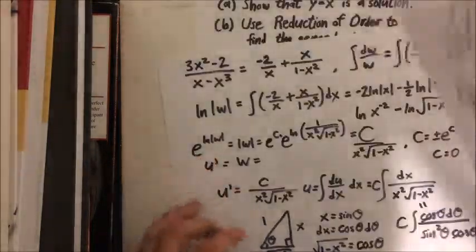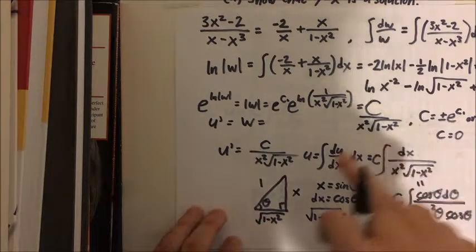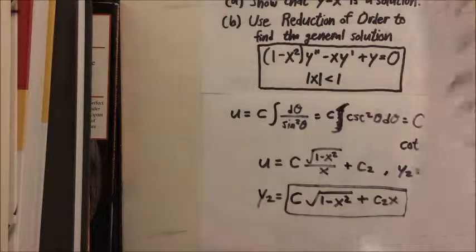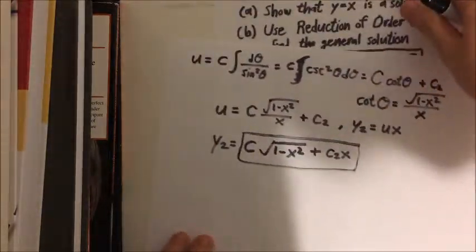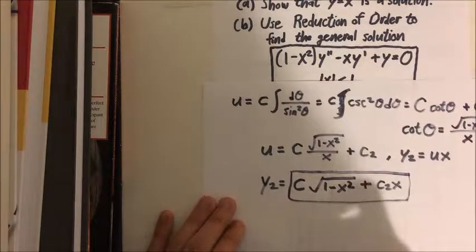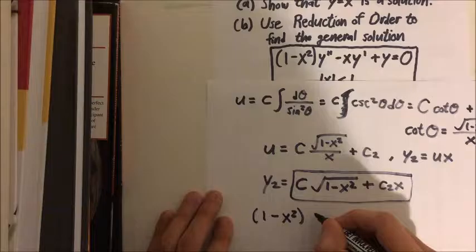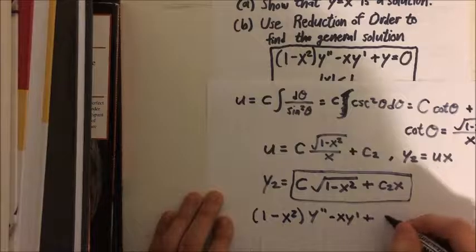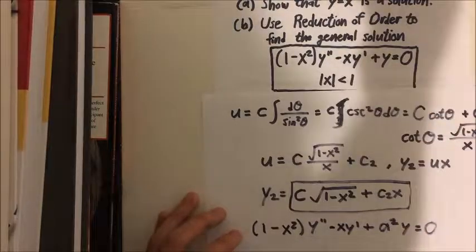And then once we got that, we ended up needing to integrate something like this when we plugged it back in. So for that we had to do a trig substitution, and in the end we get this. And since we've come this far already, I'm going to show you a little extra. Basically Chebyshev's equation is something that looks like this: 1 minus x squared times y double prime minus x times y prime plus a squared times y equals 0. So now you see why we called it order 1 in the problem.